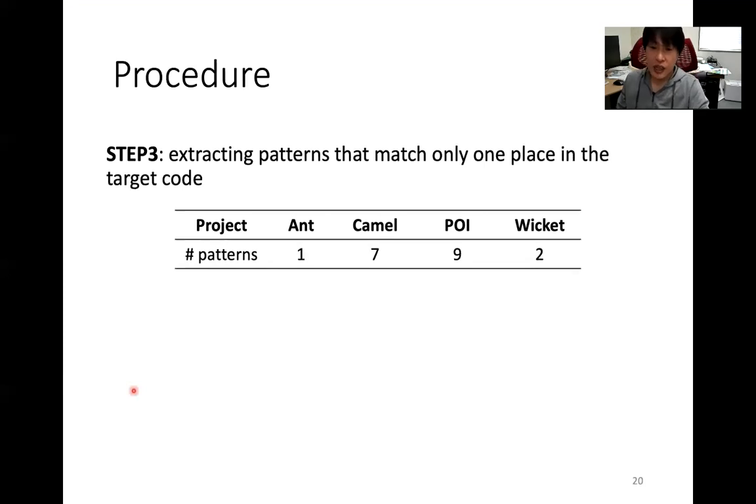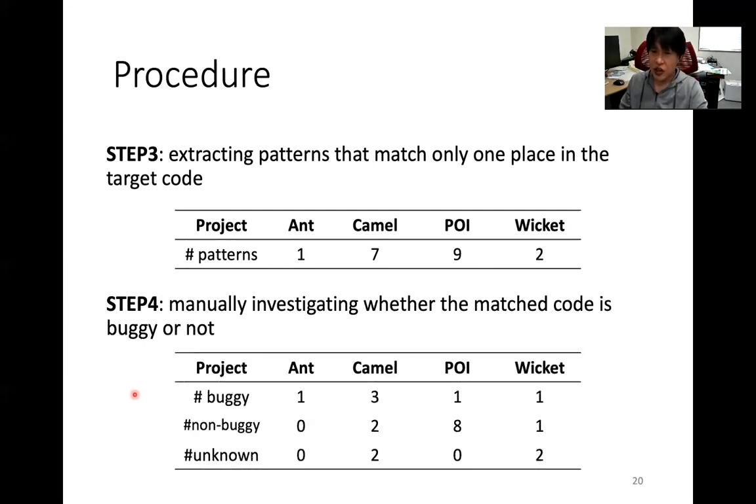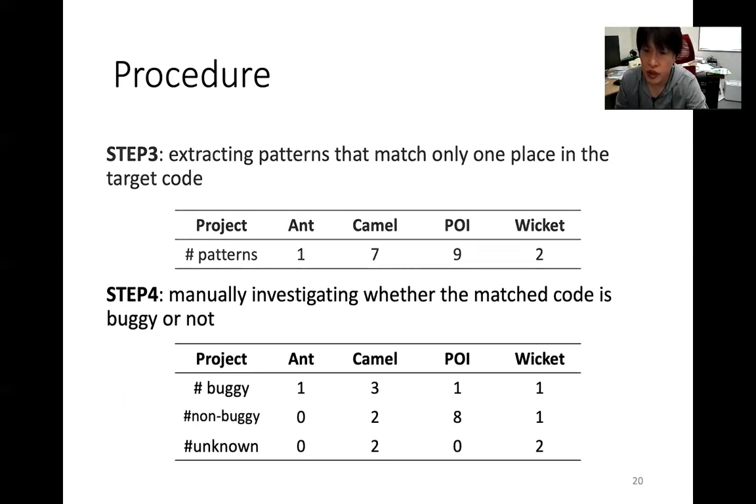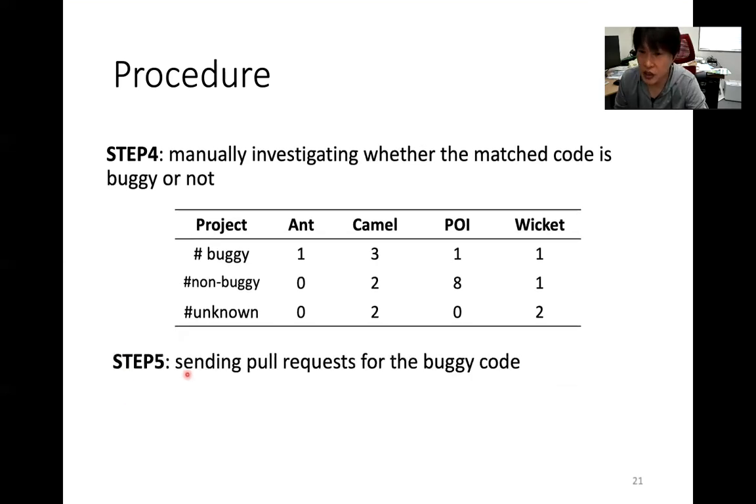And then in step 4, we manually investigated whether that matched code is buggy or not. And unfortunately, we couldn't determine whether the matched code is buggy or not for some patterns because we are neither the developers nor experts for the target project. And in step 5, we sent a pull request for the buggy code via GitHub.